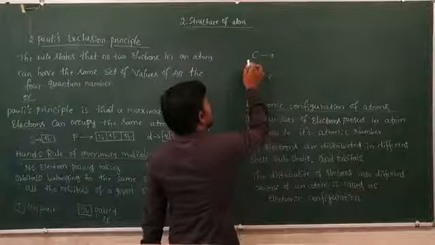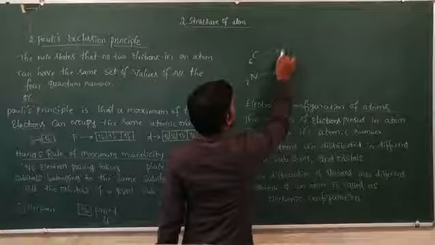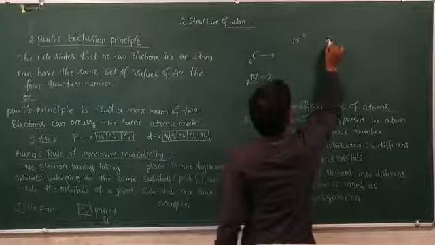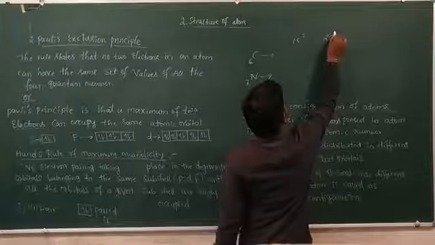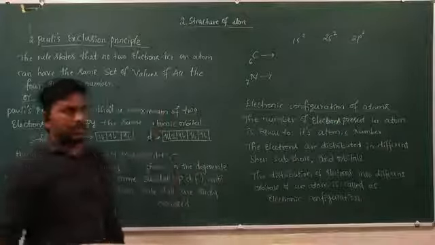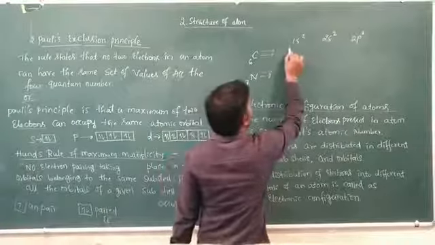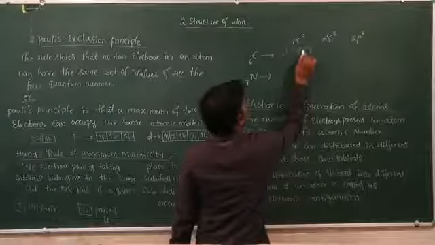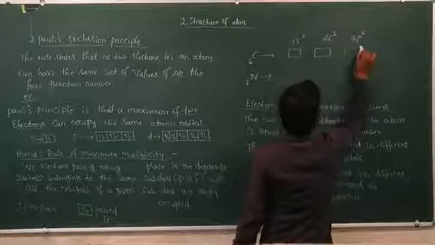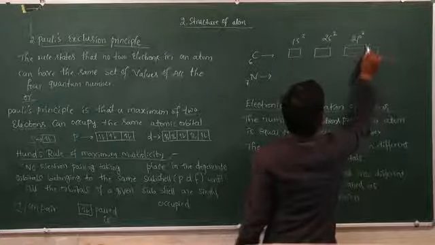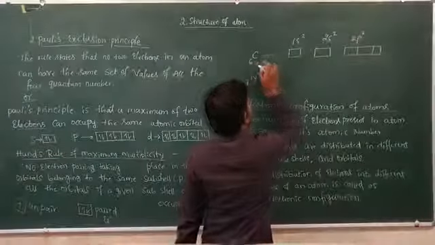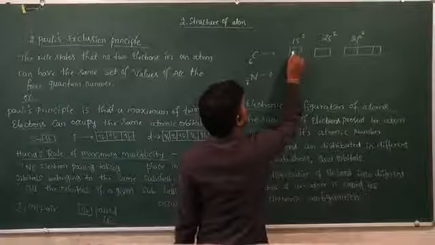Electronic configuration of carbon. What is the electronic configuration of carbon? 1s2, 2s2, 2p2. If you write the orbital diagram, for the s orbital 1, for the p orbitals 3: 1, 2, 3. The atomic number is 6.